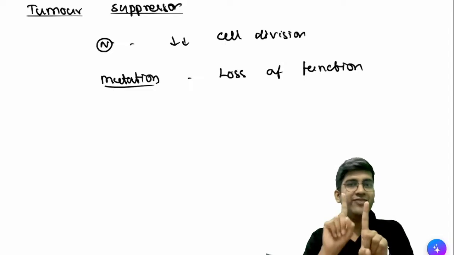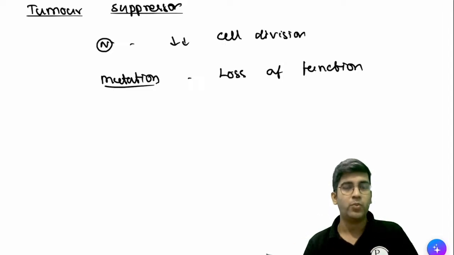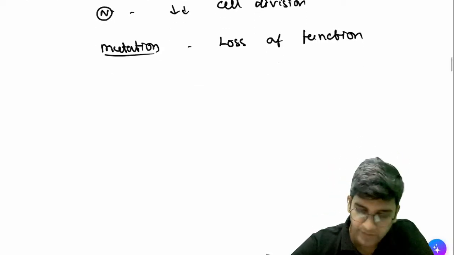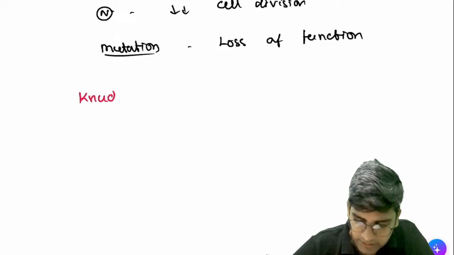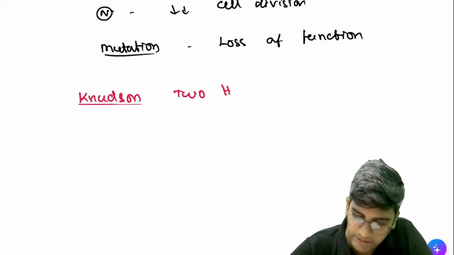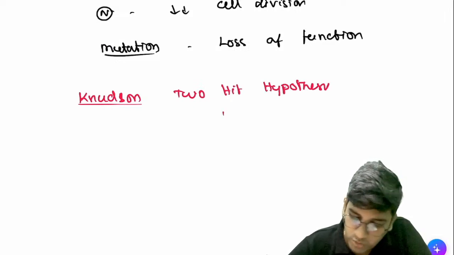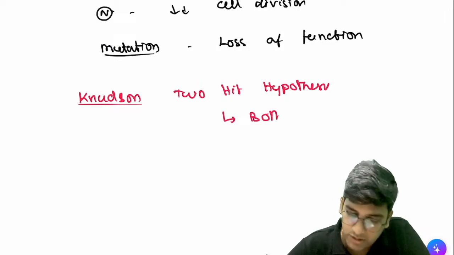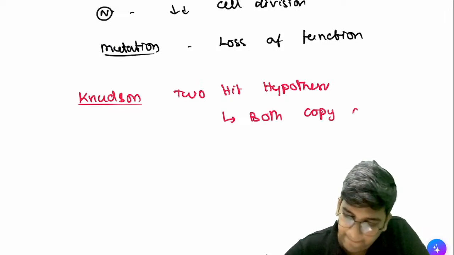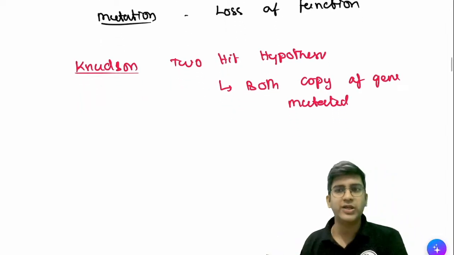Now tell me, when will a person have cancer? When one is mutated or when both are mutated? When do you think a person will have cancer with tumor suppressor gene? It is 2. That is given by a famous hypothesis called as Knudsen 2-hit hypothesis. Okay, so Knudsen 2-hit hypothesis says that you need both copy to be mutated. Only then you will have cancer. Otherwise, it will not result in a cancer. Only when both the copies are mutated, you'll have a cancer, right?